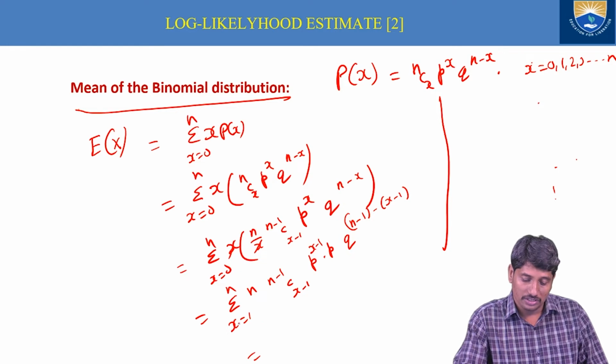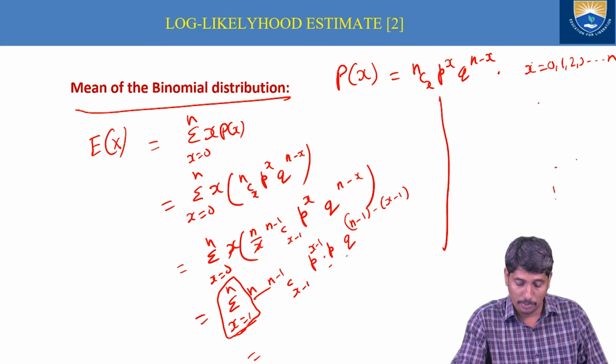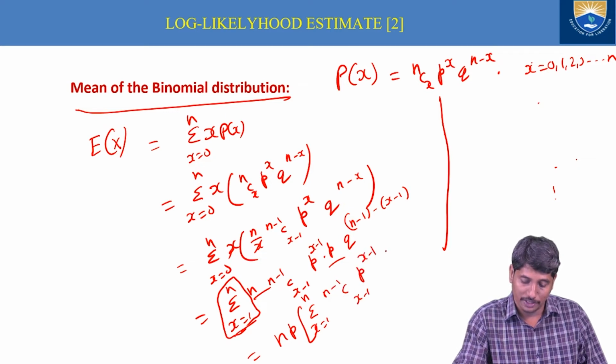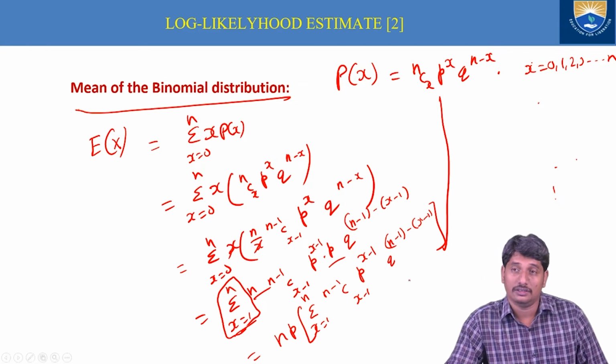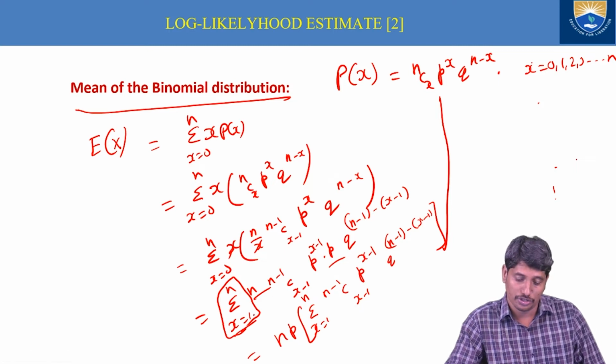Now see here, summation runs on x. That means n and p are constant, so n and p come out. We will be left with summation x is equal to 1 to n of n minus 1 c x minus 1 p power x minus 1 q power n minus 1 minus x minus 1. Okay. This is the resultant thing from the previous step. After taking n and p, the constants, out, we will be left with this. Only x terms remain inside, and non-x terms, that is n and p, come outside.